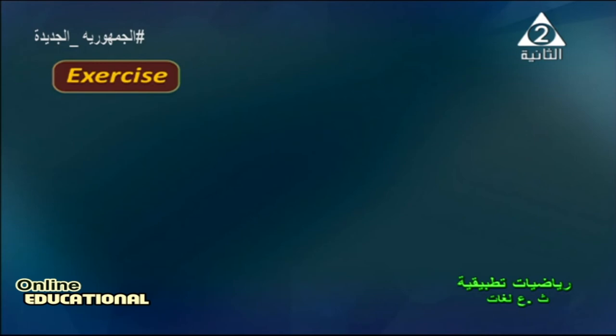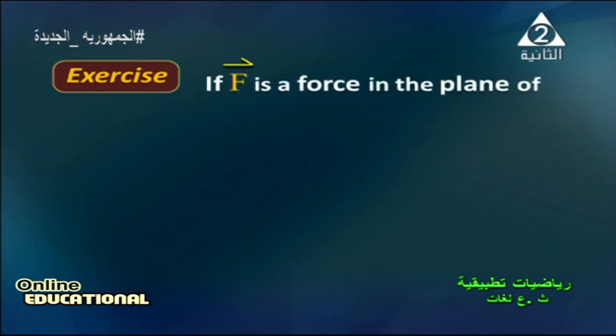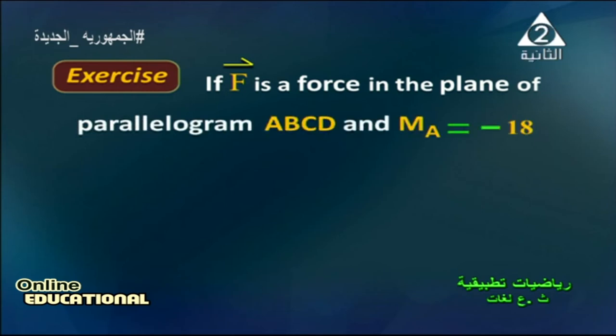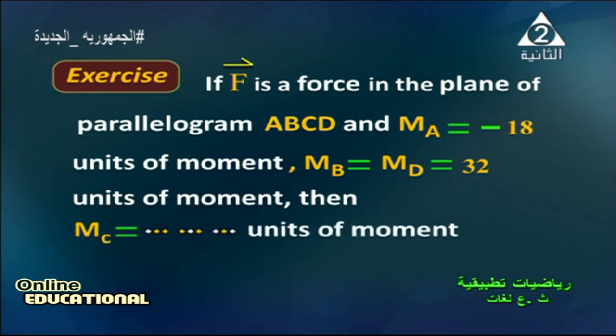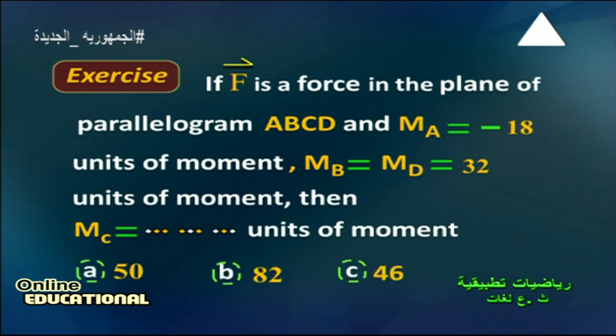Another example. If vector F is a force in the plane of parallelogram ABCD, and MA, the algebraic measure of the moment about A, equals negative 18 units of moment, and MB equals MD equals 32 units of moment, then the algebraic measure of the moment about C equals: 50, 82, 46, or 14 units of moment.